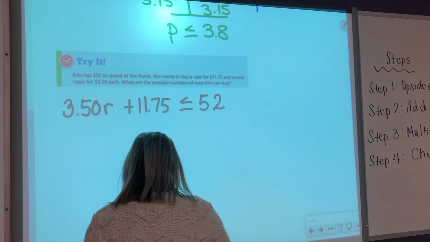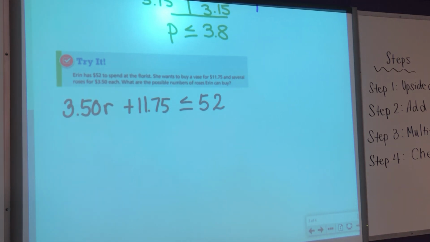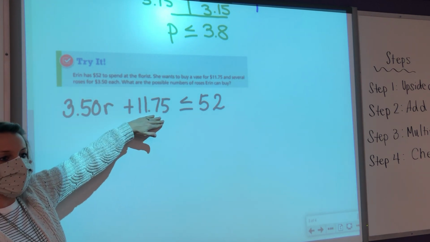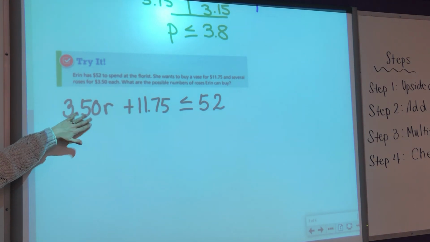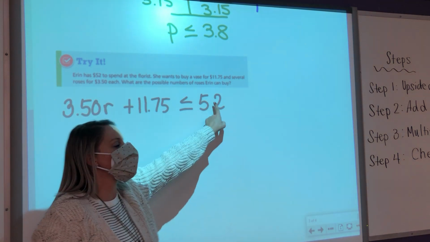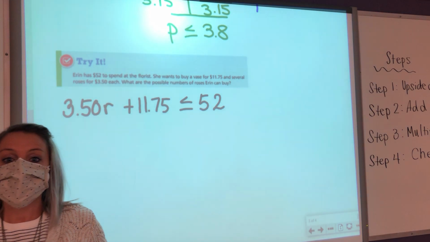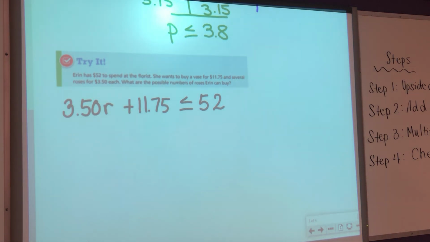Then once you add $11.75, we have to add $11.75. This is the amount of our base. This is the total cost of our roses, and this is how much money we can spend. Take your time right now and solve this inequality. So use your tools. Think about your inverse operations and what you need to do.